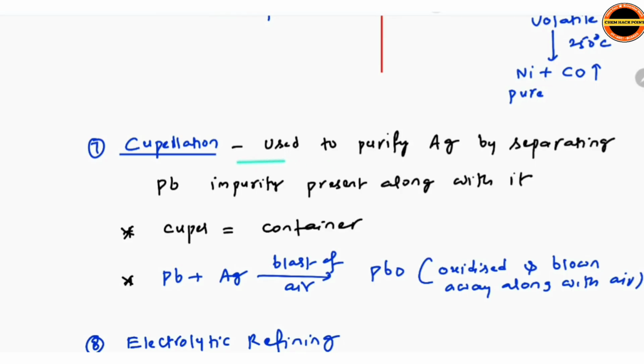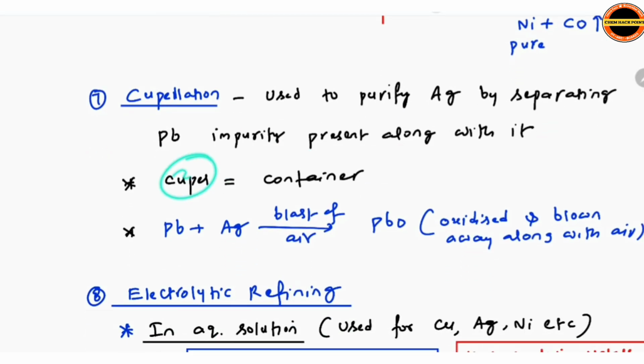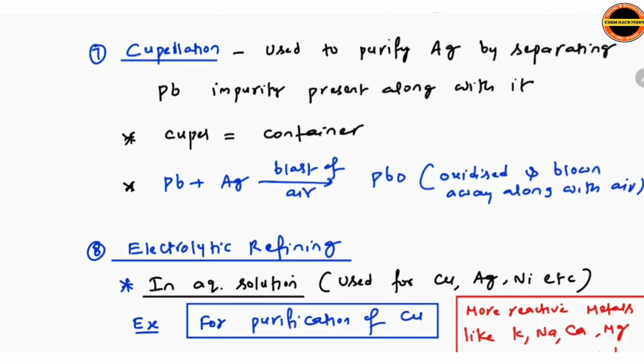Cupellation is used to purify silver by separating the Pb impurity present along with it. Cupel means a cupel-shaped container. In the container where Pb and silver are present, a blast of hot air is introduced. The hot air reacts with Pb, converting it into PbO, which is oxidized and blown away along with the air. So Pb is removed and silver is purified.